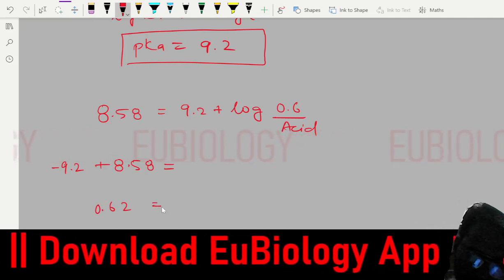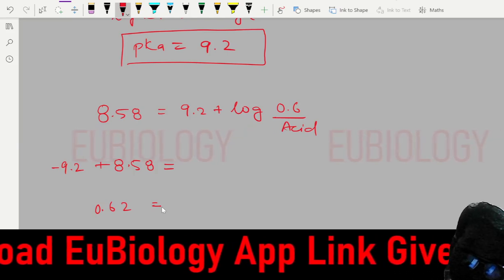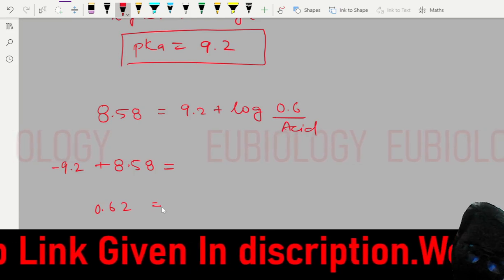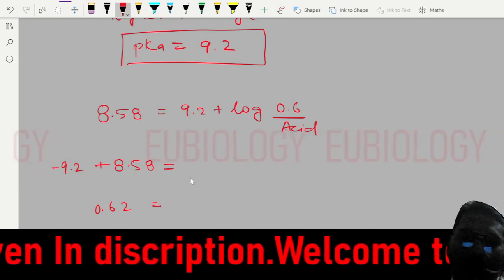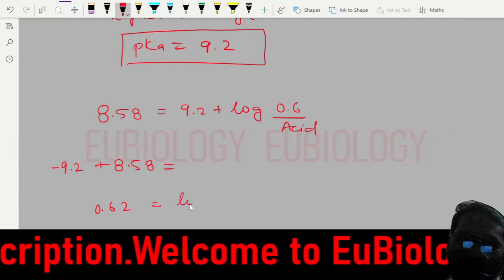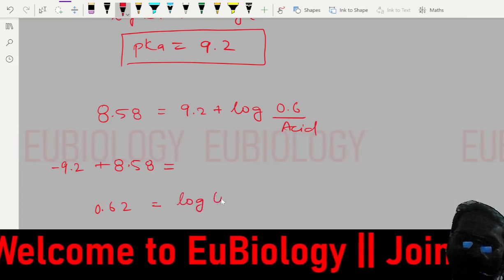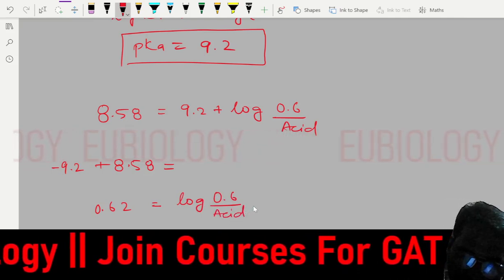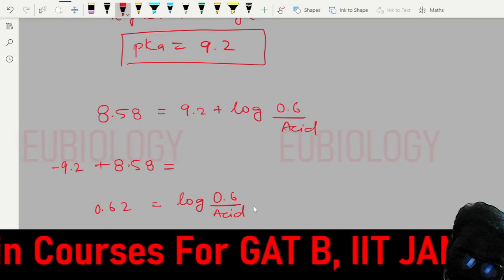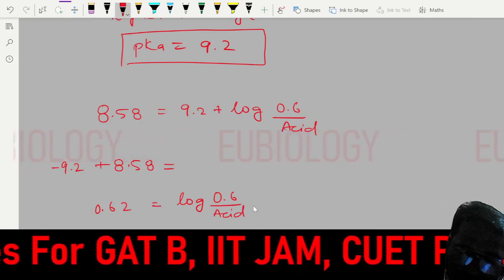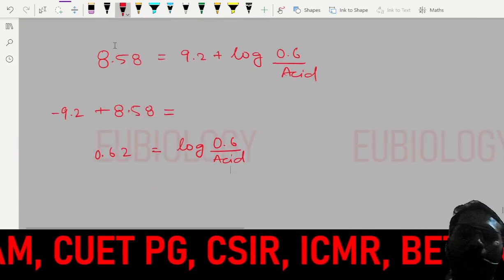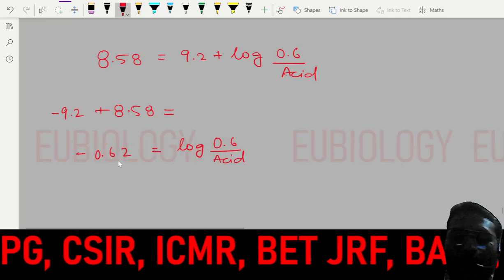So now it is minus 0.62 equal to log 0.6 by acid. This will be in the minus sign only.